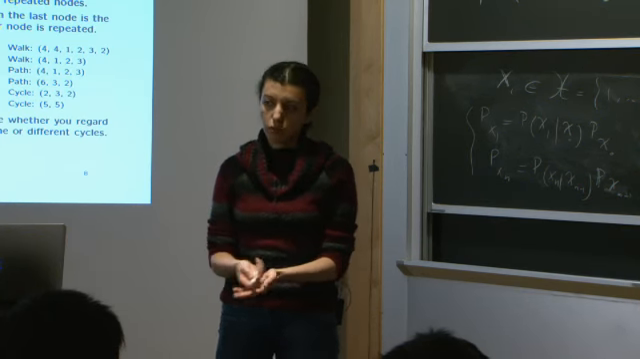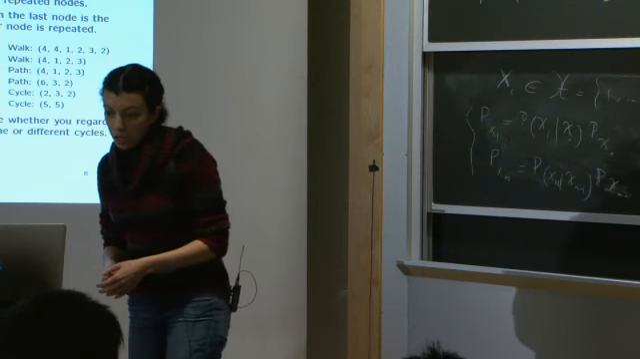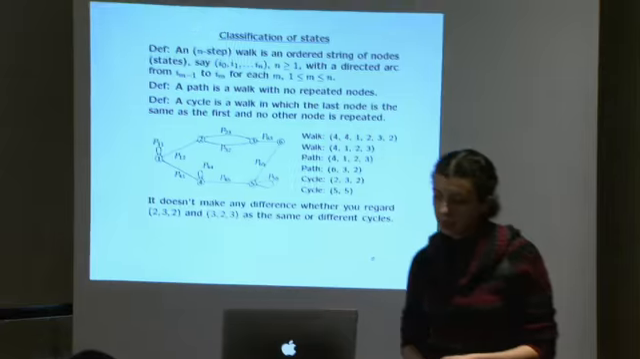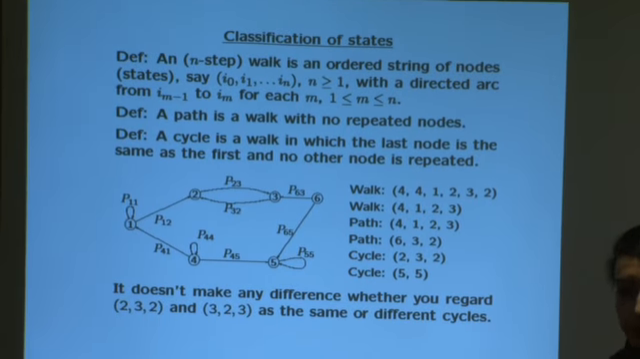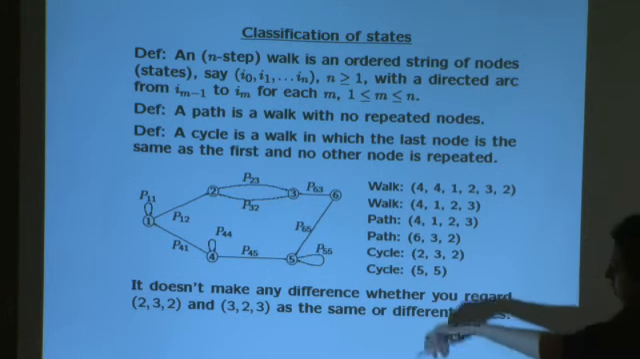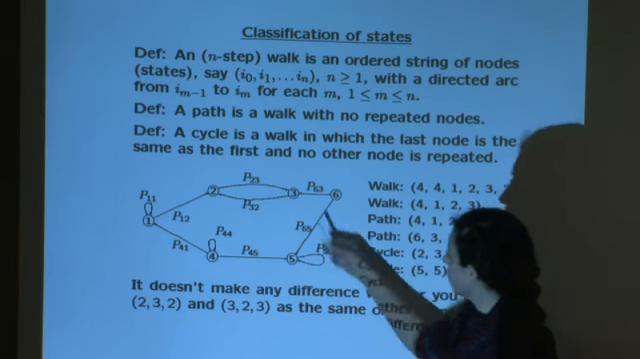Well, there's no constraint, so it can be anything. So the next thing that we look at is a path. A path is a walk where there are no repeated nodes. So I never go through one node twice. So for example, I have this path 4, 1, 2, 3. You can see here 4, 1, 2, 3.